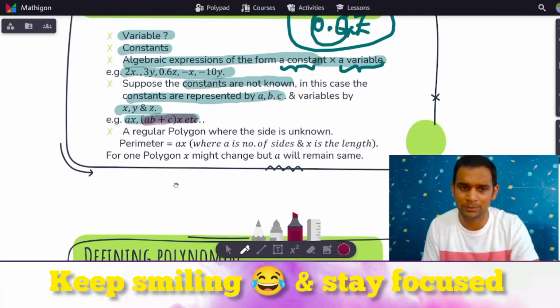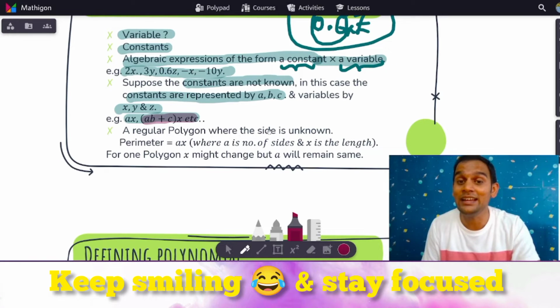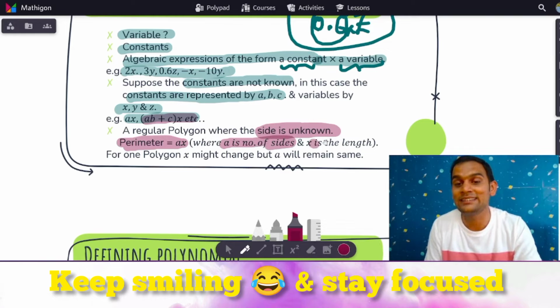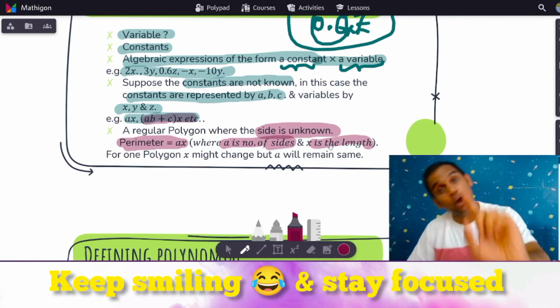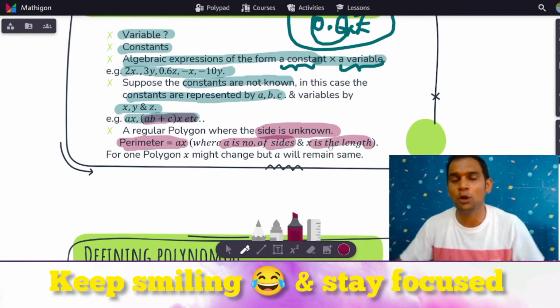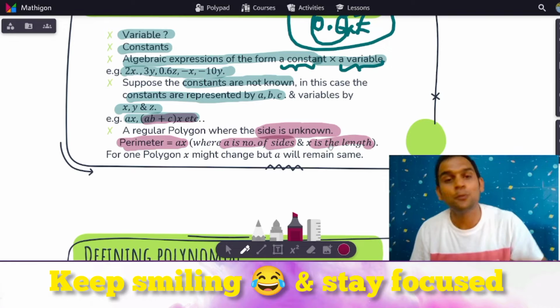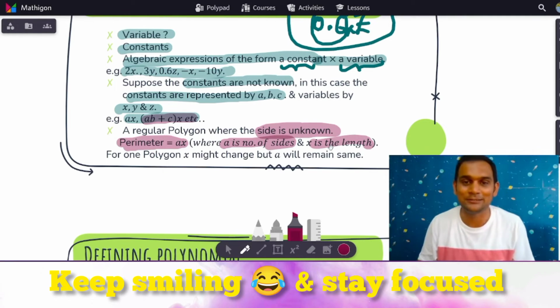Let's take an example: a regular polygon where the length of the side is unknown. So what will be the perimeter? Perimeter will be A times X, right? Why? Because A is the number of sides and X is the length. Over here, we have a random polygon. We also know that it's a regular polygon. Regular polygon means all the sides are equal. So what do we mean by perimeter? Perimeter means the sum of all the sides.